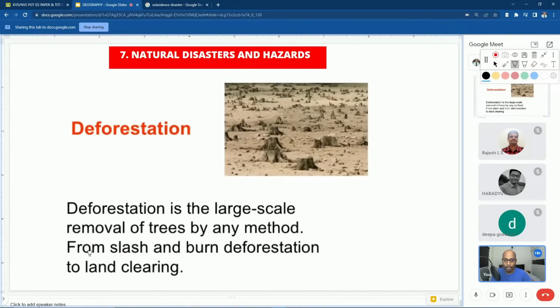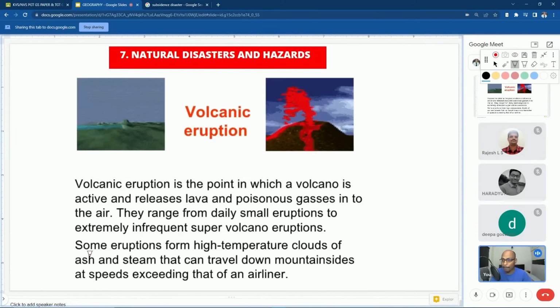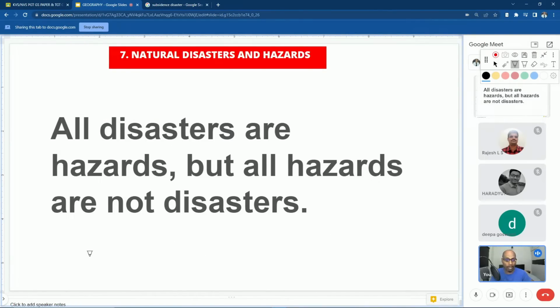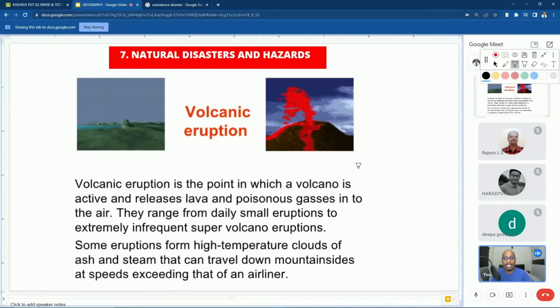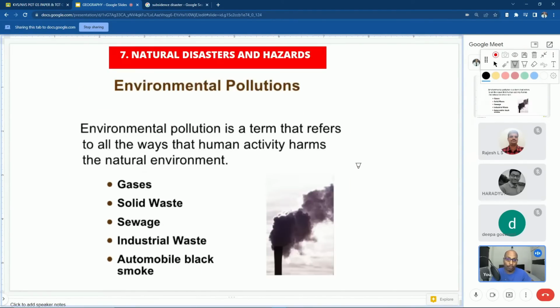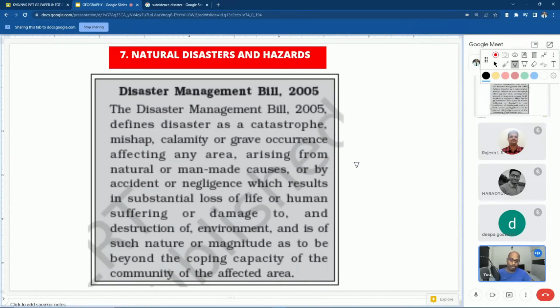So we have studied different disasters. According to disasters and hazards, all disasters are hazards, but all hazards are not disasters. And according to the NCERT textbook, disasters are classified into four categories: atmospheric disasters, terrestrial disasters, aquatic disasters, and biological disasters. And now what we have to understand is disaster management. These are disasters which are not under human control, but what can we do to minimize the loss of life, infrastructure, and livestock in this world?